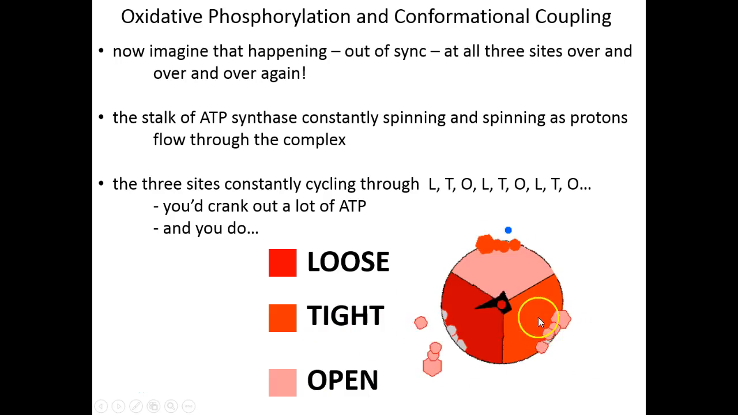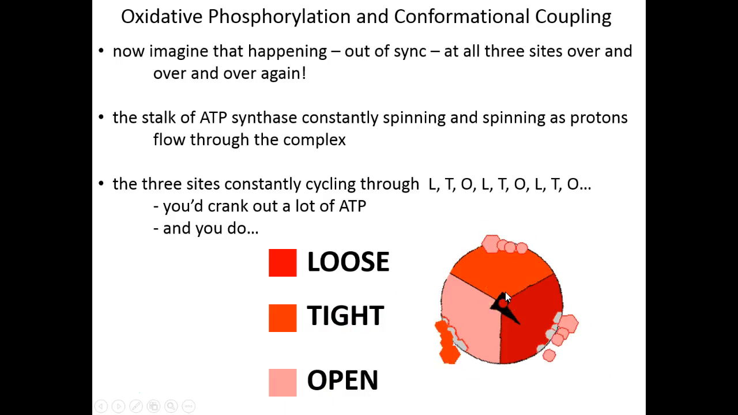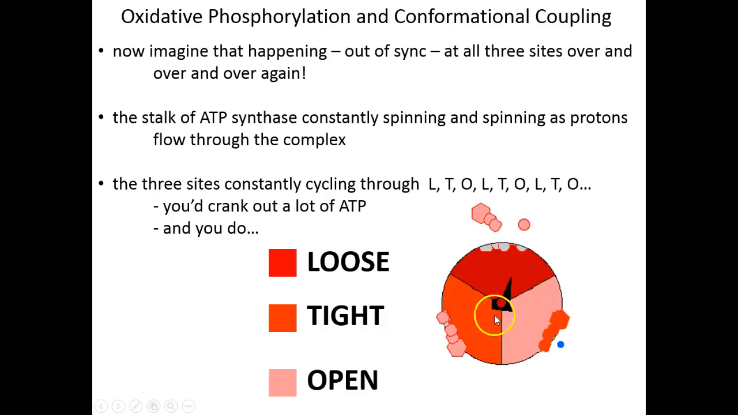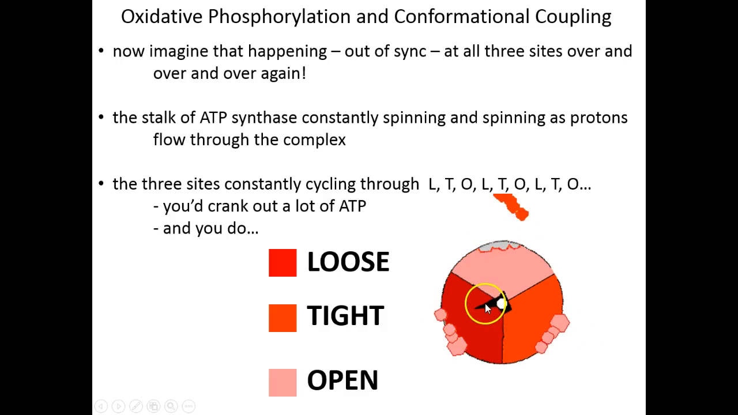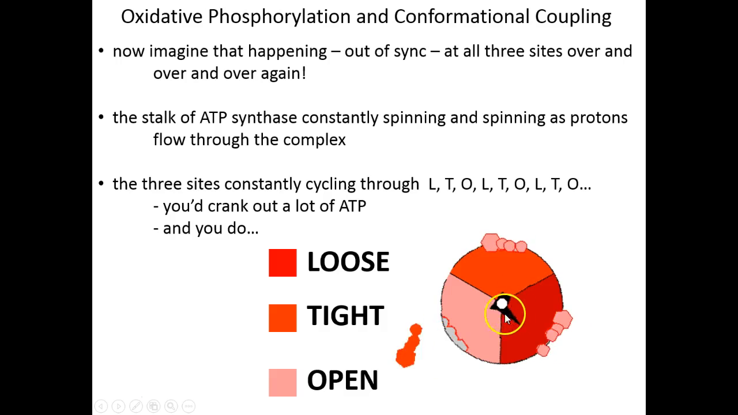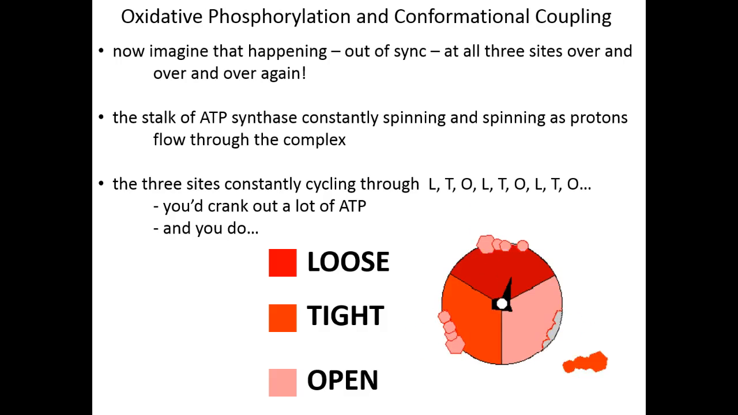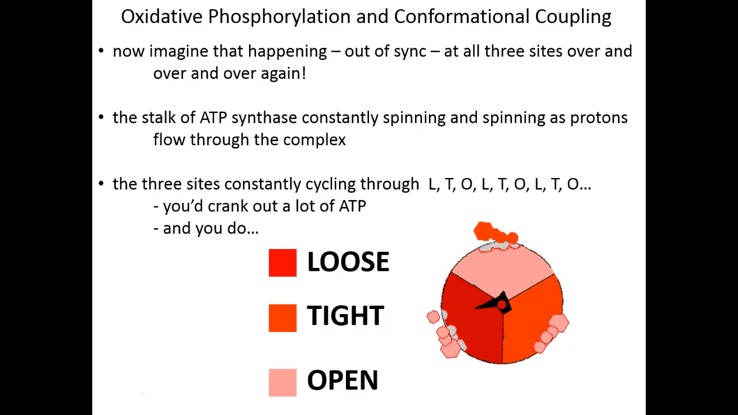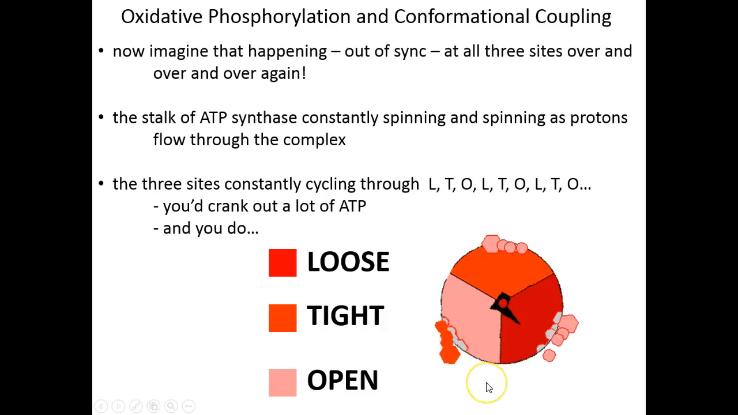The last thing I'll point out is that this is really trying to show this as accurately as possible. What's in black here is that stalk region of the F0. What's causing this conformational switch to occur is the spinning of this black region within the center of the F1 domain. The reason this is spinning is because it's connected to F0, and the reason F0 is spinning is because protons are flowing through it. We created that proton gradient in the electron transport chain to have those protons flow through the F0 region of ATP synthase so that this can happen.